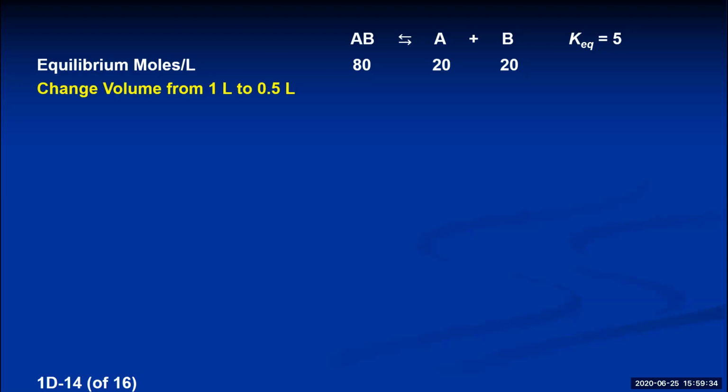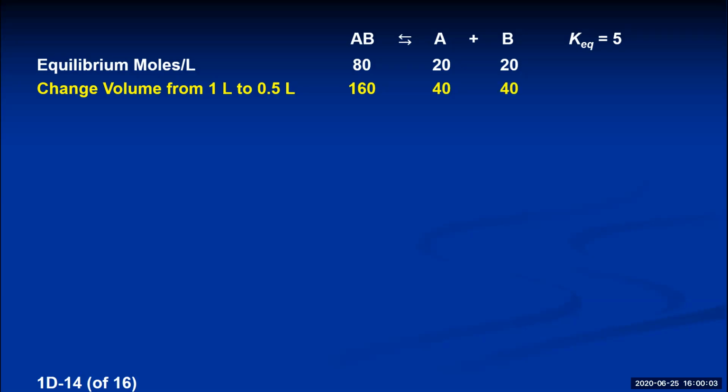If I change the volume of the container from 1 liter to 0.5 liters, that's going to change all of the molarities. For the AB, instead of 80 moles per 1 liter, it's now 80 moles for 0.5 liters. And 80 divided by 0.5 is 160. 20 moles of A per 1 liter gets changed to 20 moles of A per 0.5 liters. That's now going to be 40 molar. And the same thing for B.